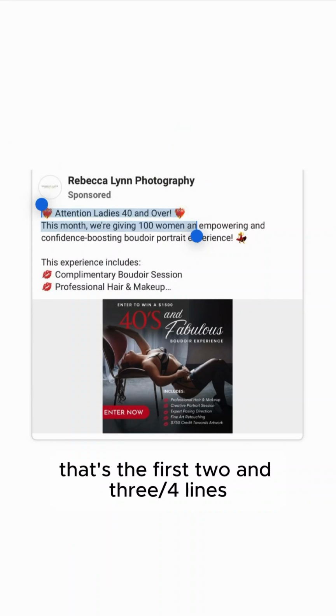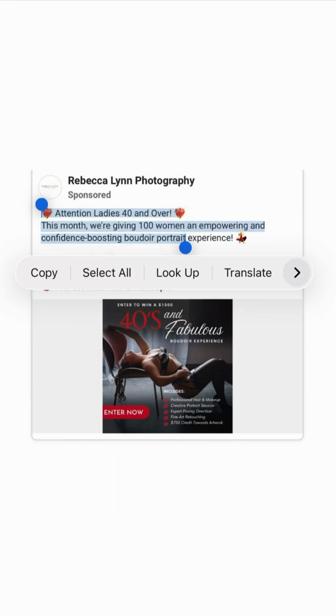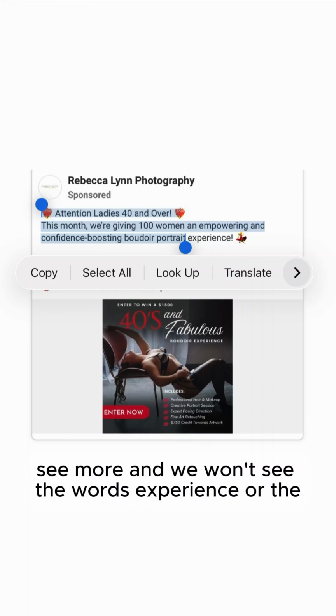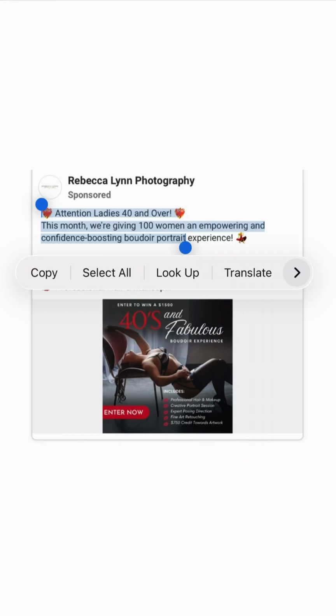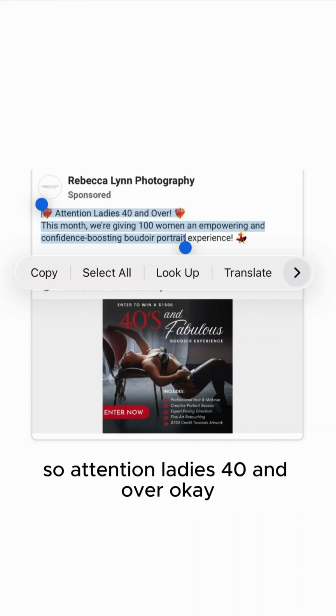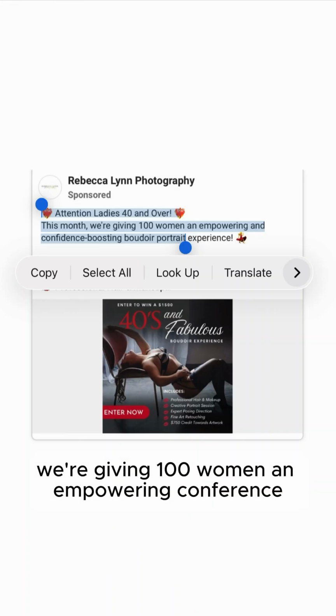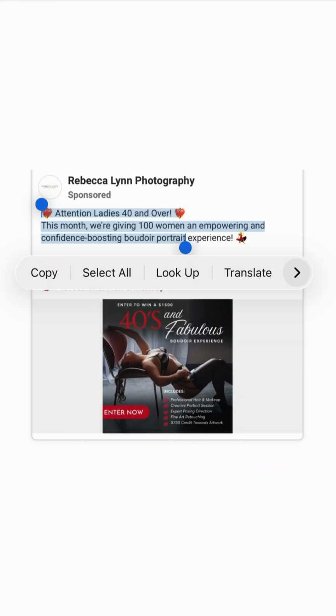Then we're going to go look at the See More headline. That's the first 2 3/4 lines on Facebook newsfeed mobile. The rest on line 3 over on the right will be see more. And we won't see the words experience or the girl dancing emoji. So: attention ladies 40 and over. This month we're giving 100 women an empowering, confidence boosting boudoir portrait.